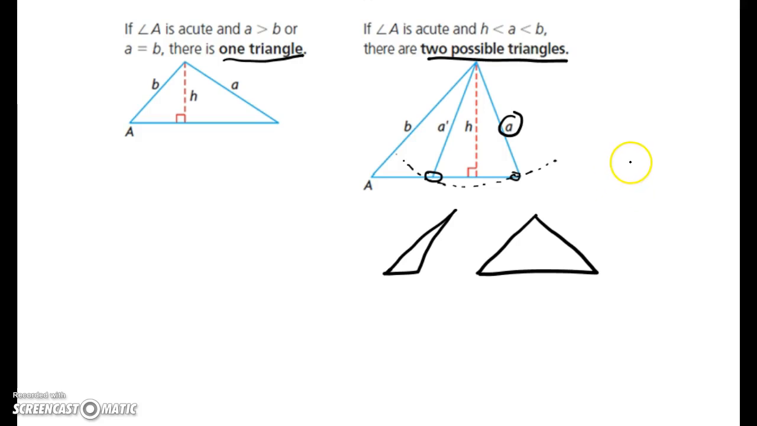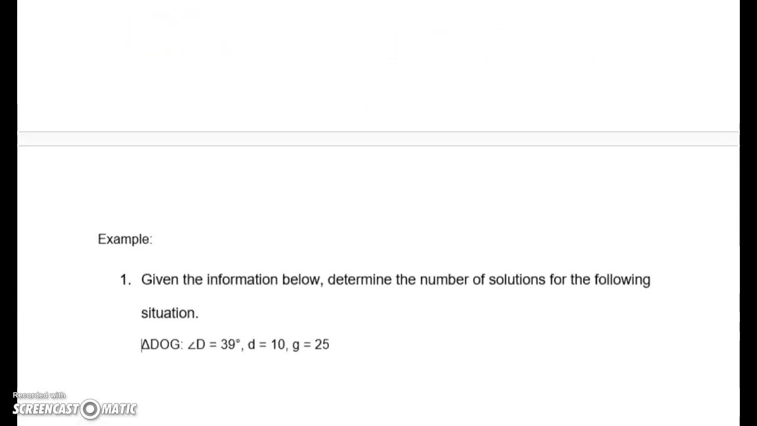Now that we've had a bit of a recap on how to determine how many triangles can be created, let's practice this using an example. The example we're going to look at is the second part of your first example, so this is 1B from your notes. Here we're given some information, and we have to determine the number of solutions, or the number of triangles, that can be found. Here we have triangle DOG, and we know that your angle D is equal to 39 degrees, your side d is 10, and side g is 25.